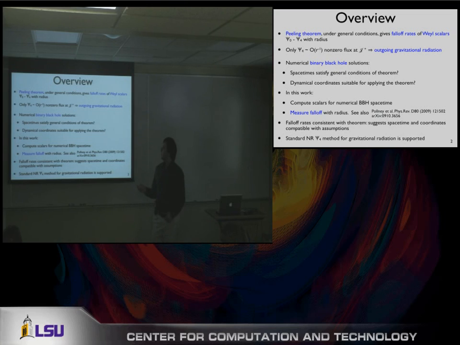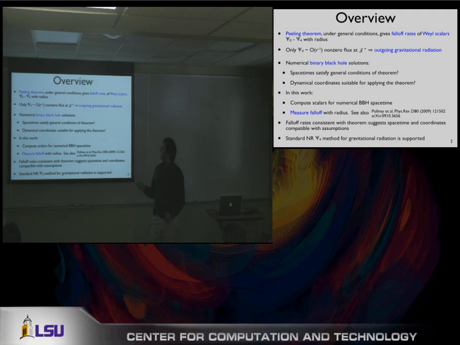So the question that we wanted to answer is, there's this theorem which says how these scalars behave, and that psi 4 is the only one which has a non-zero flux and is identified with gravitational radiation. But we do numerical binary black hole simulations. And the question is, do the spacetimes that we compute, which are not exactly what you would expect astrophysically, satisfy the conditions of the theorem? We're not saying that we're going to prove or disprove this theorem. You can't prove a theorem with numerics. But we want to know whether you can apply the theorem to the numerical solutions that we have. For the types of initial data and spacetime, can you expect that the conclusions of the theorem will hold?